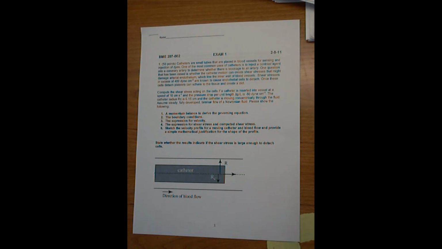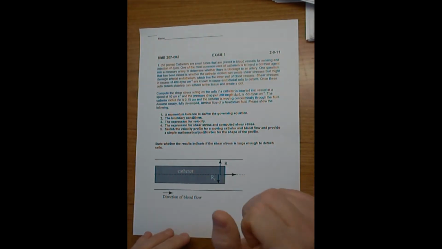Okay, so I'm going to go over the problems in our first exam. So starting off with number 1, the catheter problem. This may be hard to read, so just refer to your exam question. But the first thing that it asks us to do is find the momentum balance to derive the governing equation.